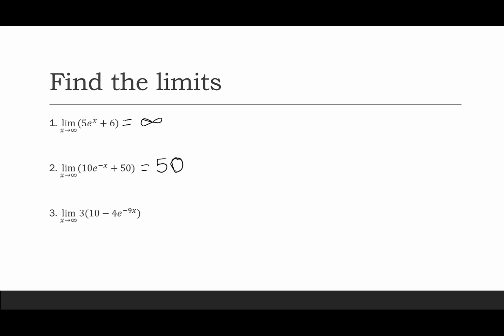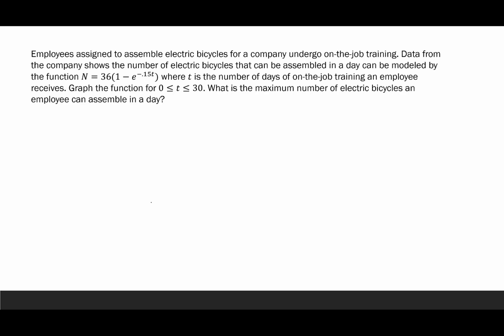3 says the limit when x goes to infinity of 3 times 10 minus 4e to the negative 9x. Once again, I have that negative. So e to the negative 9x is going to 0. 10 minus 0 is still 10, and then 3 times 10 is 30. That may sound like a lot. It might help out just to make it a little simpler to say this 4e to the negative x is going to 0. Then I can look at 3 times 10 is 30 and not have to think through all those other steps. So let's look at that as an application.